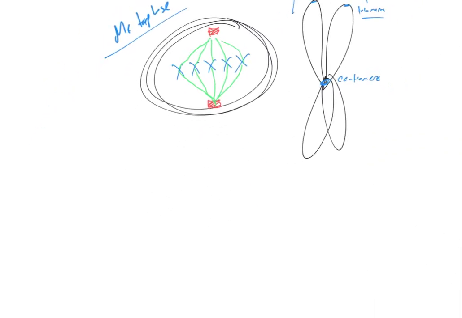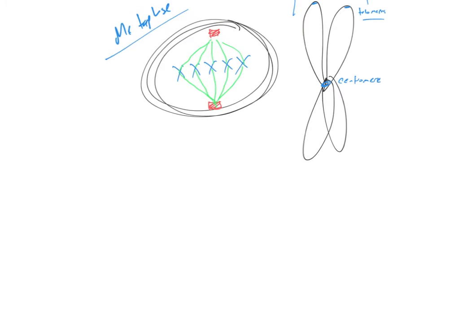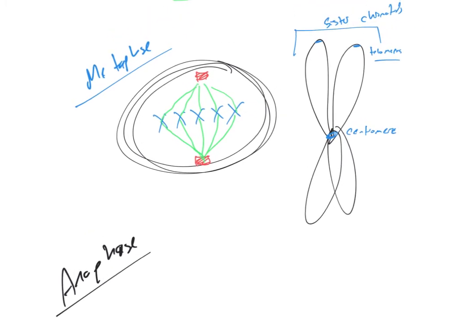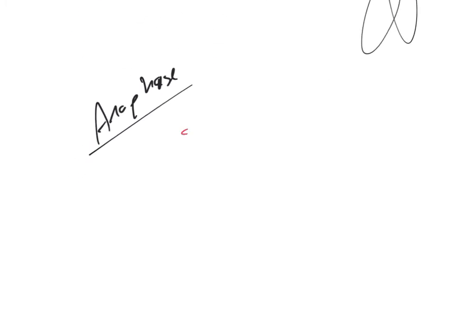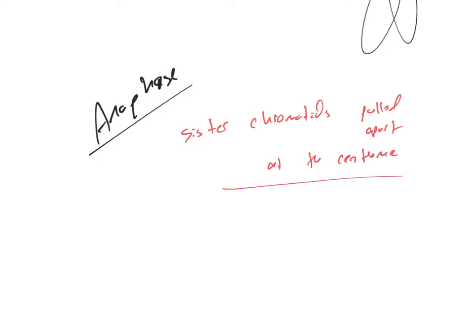What act am I on? Act 3. So anaphase. And Bonnie, this is why we have to know what sister chromatids are. The key word in anaphase is the sister chromatids. The sister chromatids are pulled apart at the centromere. That's the key action in anaphase.